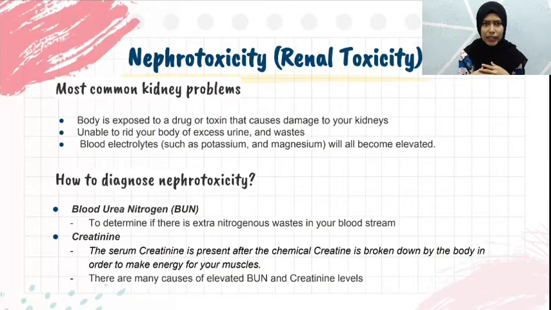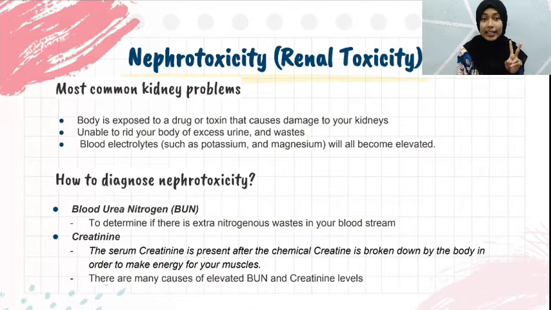So how can we diagnose if the patient has nephrotoxicity? There are 2 laboratory tests that will show whether an individual has the disease or not. The first test is blood urea nitrogen, BUN, which is used to determine if there is extra nitrogen waste in your bloodstream, which should have been filtered out by your kidney. One of the symptoms of kidney problems is the failure to filter as much urea as is necessary. An excess of nitrogen compound in the blood may lead to uremia.